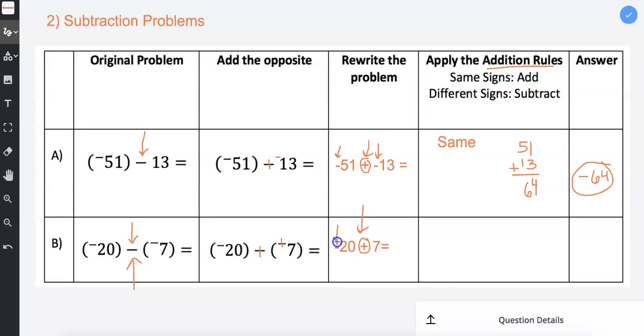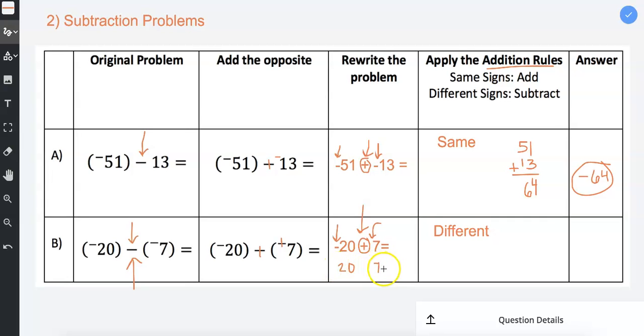I see a negative sign on the 20. I see no sign on the 7, which means it's a positive. So one number is a negative, one is a positive. So signs are different. We're going to subtract. I'm going to record the absolute value of negative 20. That would be 20. Remember, absolute value is distance from 0. The absolute value of 7 is 7.